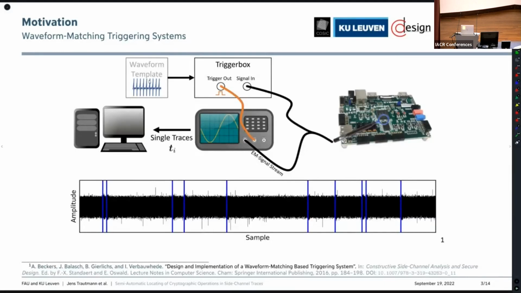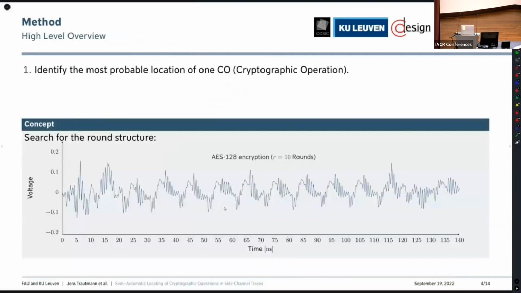But you have to have such a waveform template up front, which is why an evaluator has to go through a large trace and find one occurrence of a cryptographic operation that can then be used as a template. But going through the trace and finding this pattern can be a pretty tedious task, which is why we wanted to automate this. Let's first go over the high-level overview of this method.